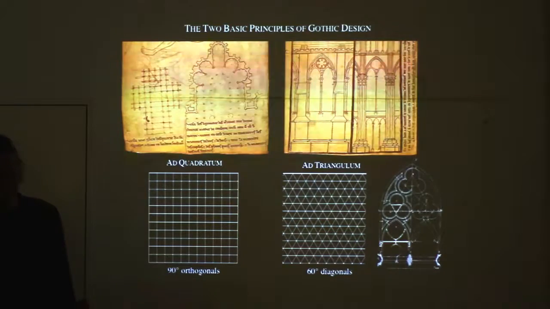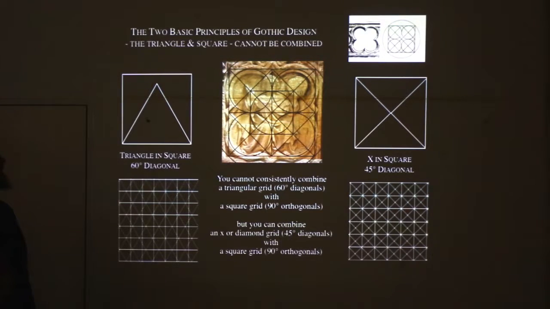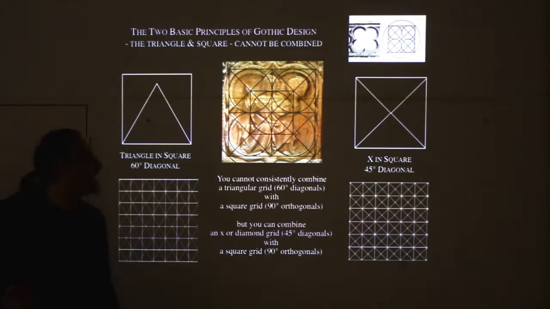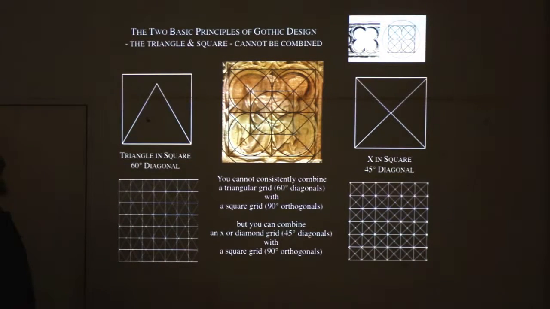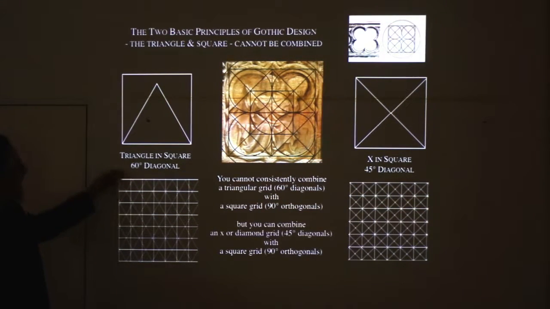Now, that seems pretty simple and straightforward, and we should think about applying those principles to the designs of our paintings. But we have to become aware of something, and it took me quite a while to actually make this realization. And that realization is ad triangulum and ad quadratum are 2 very exclusive principles. You can't combine them. Which is to say, once you've got a 60-degree diagonal grid and you try to impose a 90-degree orthogonal grid on top of that, you'll never do it consistently. They'll never match up, right? So the ad triangulum grid will always remain independent of the ad quadratum.